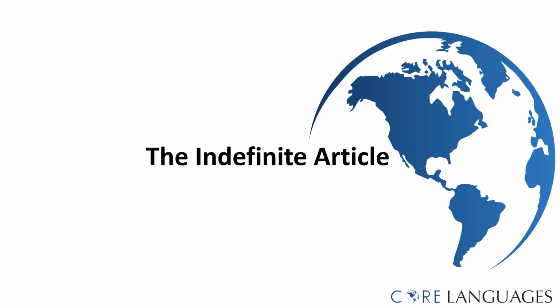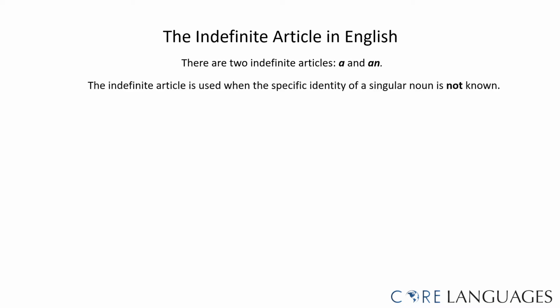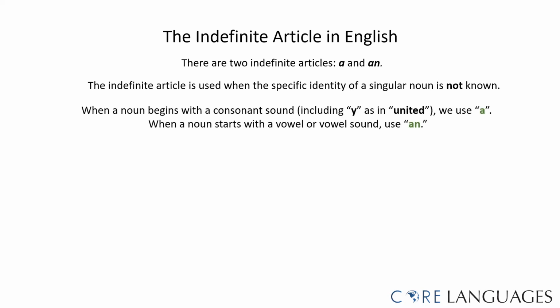The indefinite article. There are two indefinite articles in the English language, a and an. We use the indefinite article when the specific identity of a singular noun is not known. When the spelling of a noun begins with a consonant or a consonant sound, we need to use a.